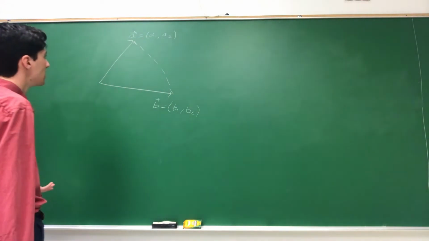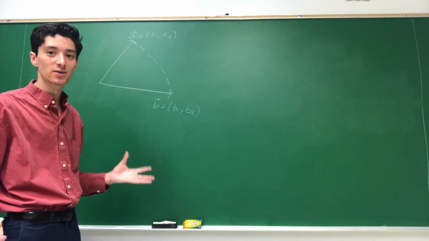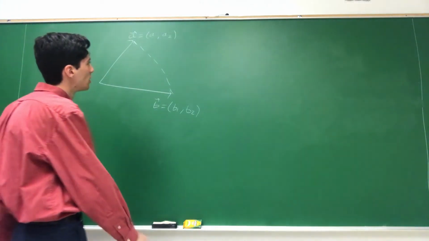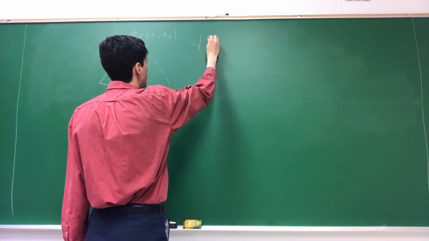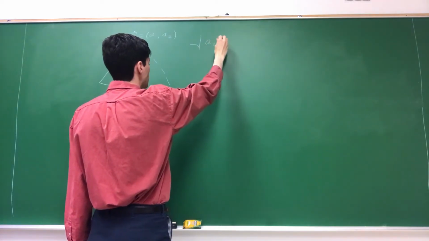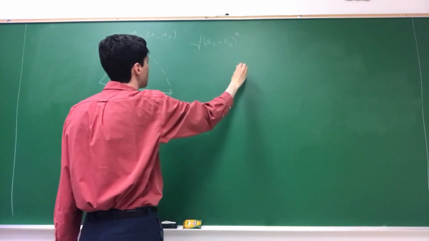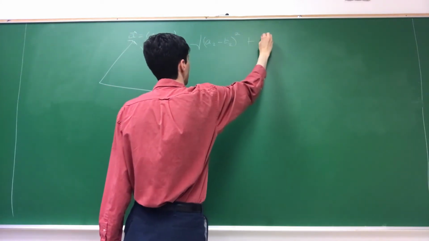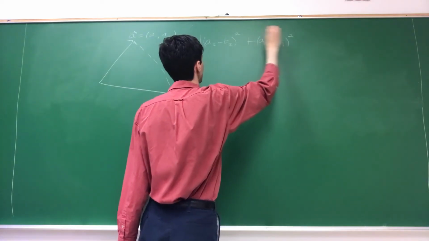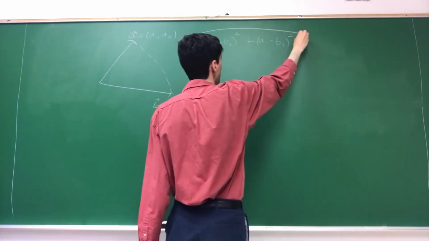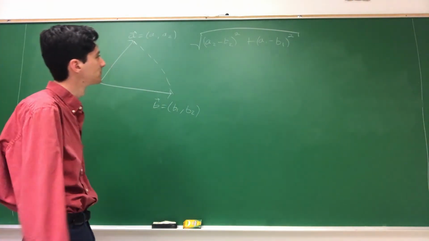And so again, if we use our distance formula using the Pythagorean theorem, we would say that is the square root of A2 minus B2 squared plus A1 minus B1 squared, right? And this would be the distance formula between 2 points in the coordinate plane.